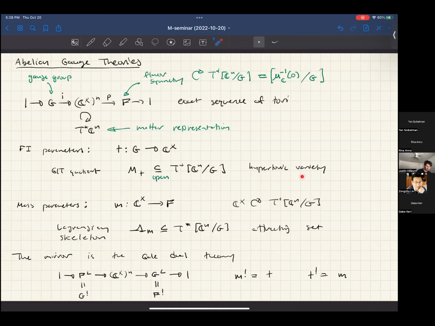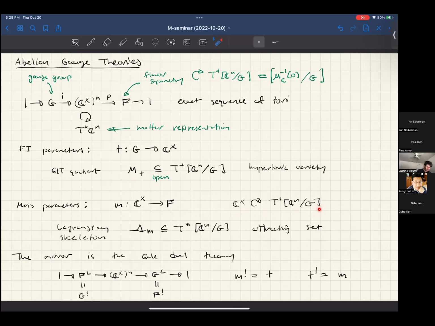These hypertoric varieties are extremely nice. They're going to be the analog of toric varieties for 3D mirror symmetry. The other parameter is called a mass parameter. This is a C star sitting inside of F. Because F acted on this T star of C to the n mod G, and also on this hypertoric variety, then C star also acts on both of those varieties.